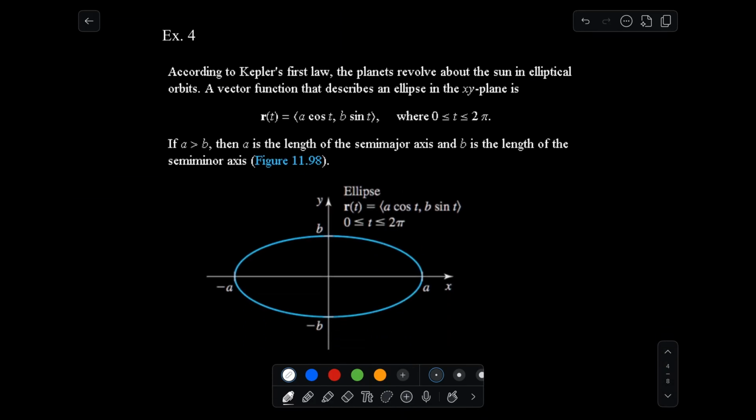Example 4 gives us Kepler's first law. This relates to orbits around planets. So this is a thing with physics, right? Planets don't revolve around each other in a perfectly circular format. It's actually elliptical.